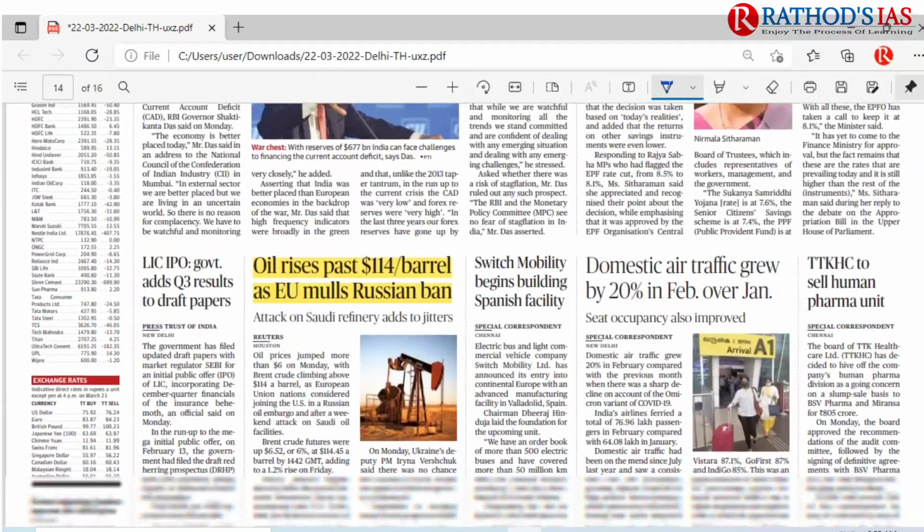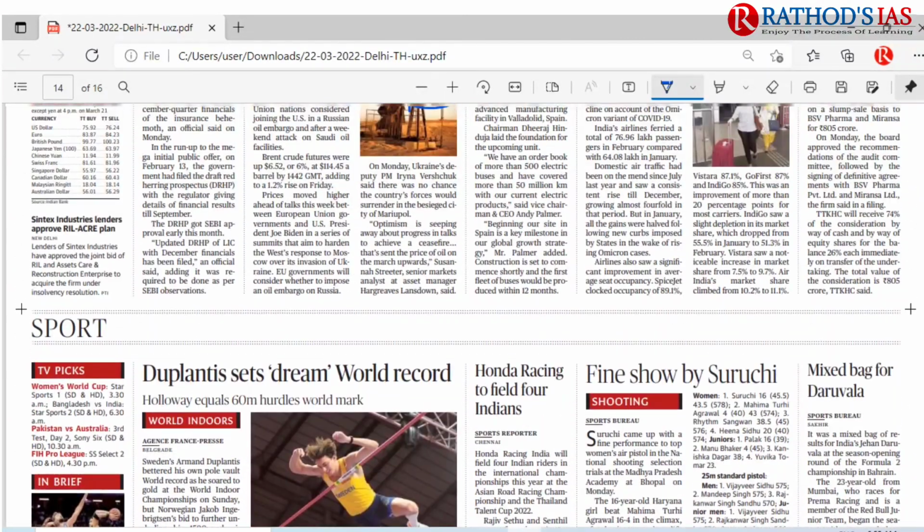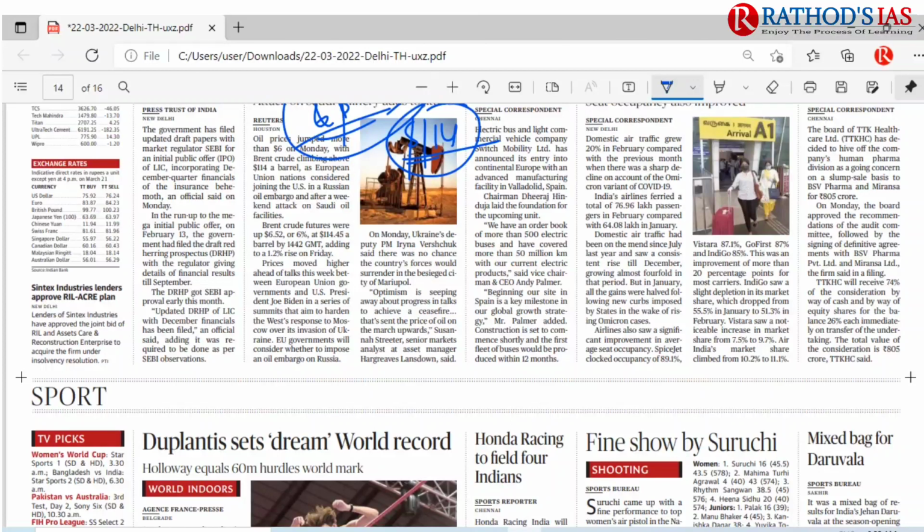And the next topic is regarding oil rising past $114 per barrel as EU mulls Russian ban. So what happened, oil prices jumped more than $6 on Monday, and now Brent crude is about $114 a barrel. This is what is said by this article. So these are some important articles that appeared in today's newspaper.